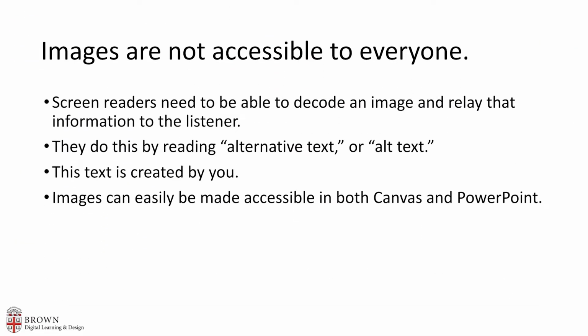So what is one thing you can do today to make your content more accessible? Well, you can start including alt text with your images. Screen readers need to be able to decode an image and relay that information to the listener. They do this by reading alternative text or alt text. This text is created by you. Happily, images can easily be made accessible in both Canvas and PowerPoint.